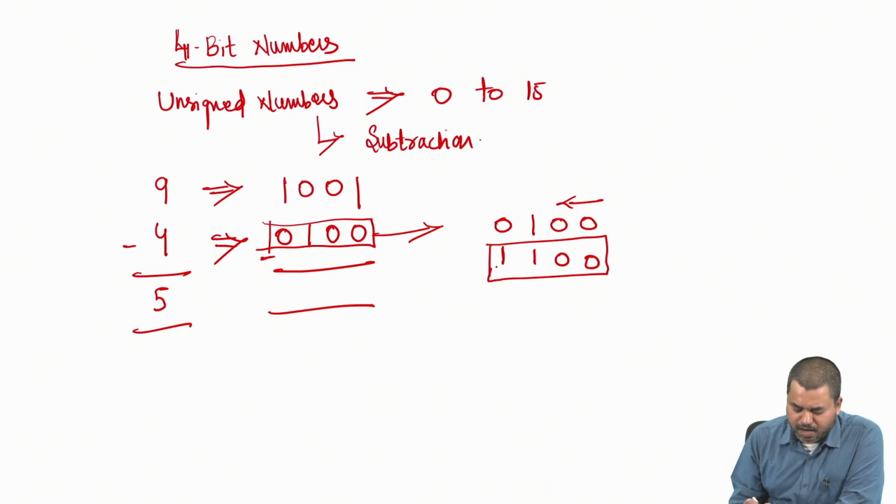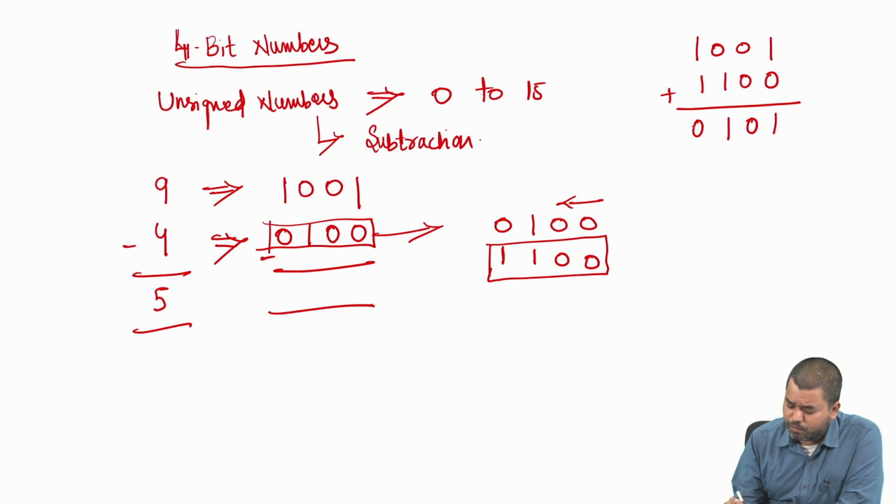Now for the unsigned subtraction, instead of performing subtraction, we can perform addition. The 9 is 1 0 0 1, and minus 4 is 1 1 0 0. Let us perform the addition of these two numbers: 1 0 1 0 1. You can observe here that we got a carry.